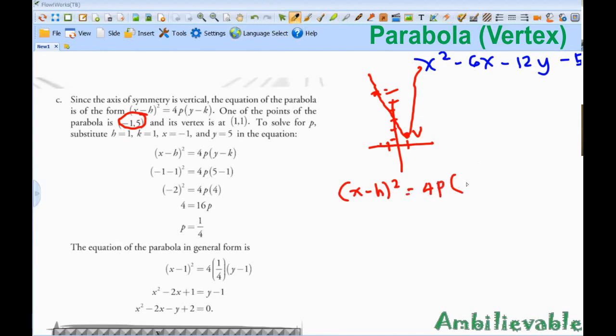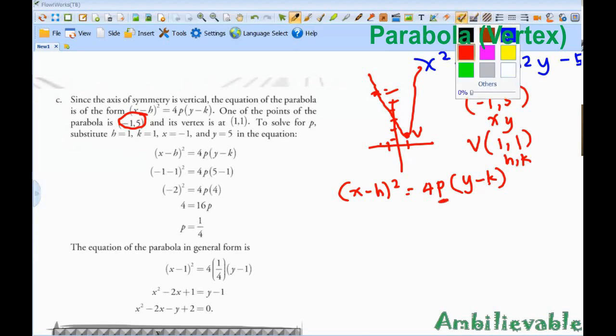And y minus k. Okay. So we have the points x and y, which is given, negative 1 and 5. So x and y. And also we have the vertex at h, k. Vertex is at 1, 1, which is h and k. So we can solve now for the value of p.